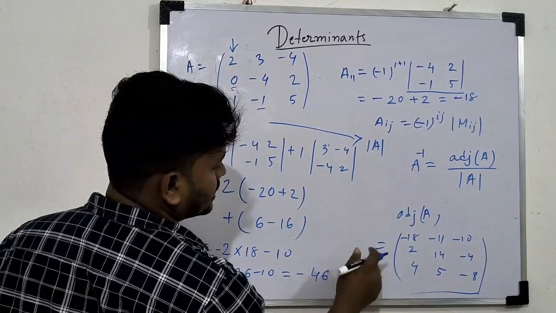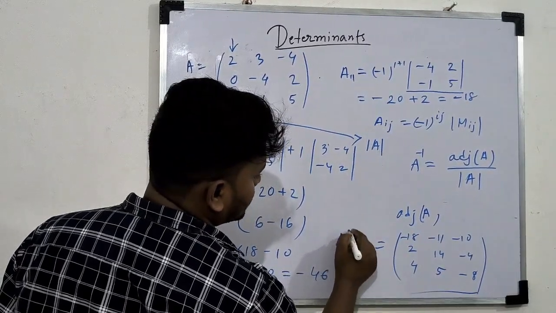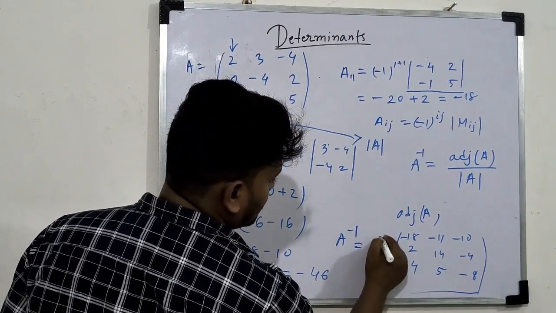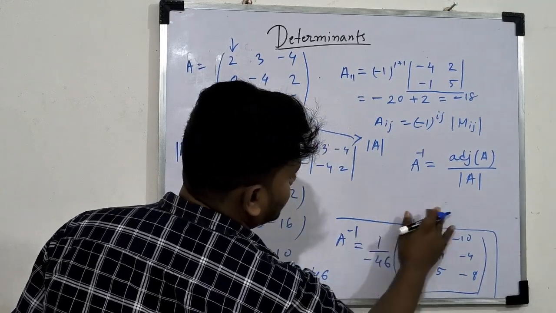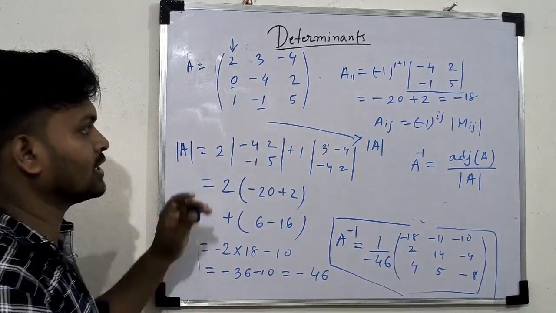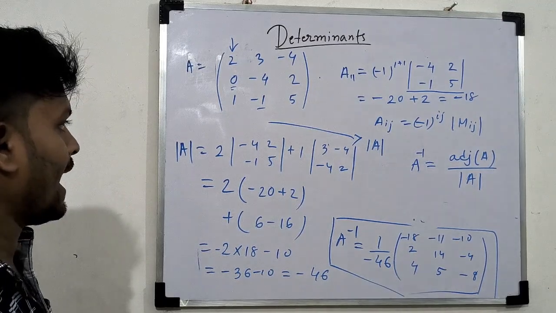Now this adjoint is this. So A inverse will be 1 by minus 46 into this adjoint. So this will be the inverse. This is the way we find the inverse and the adjoint.